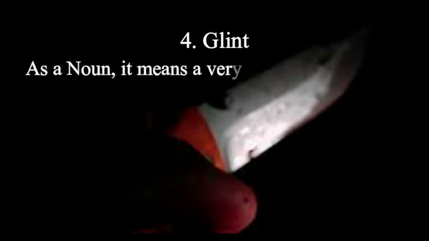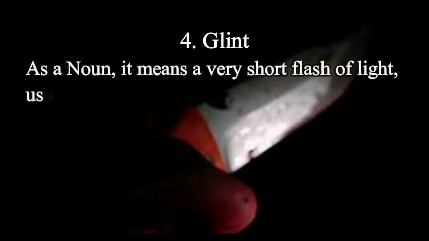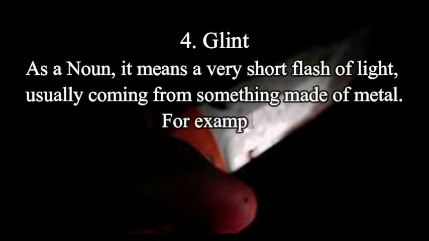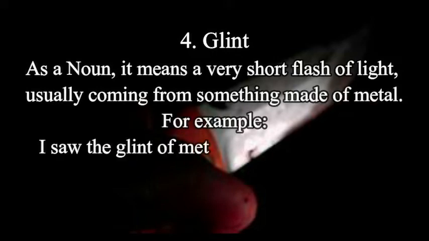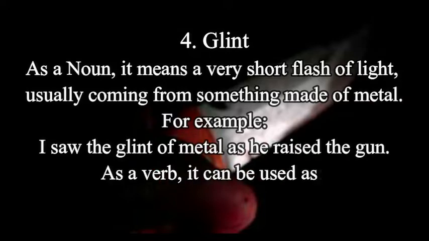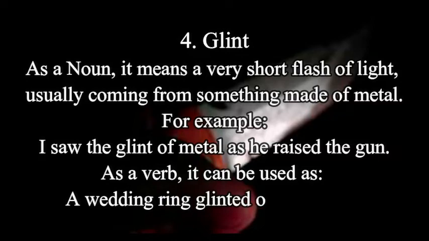Next is glint. As a noun, it means a very short flash of light, usually coming from something made of metal. For example, I saw the glint of metal as he raised the gun. As a verb, it can be used as a wedding ring glinted on her finger.